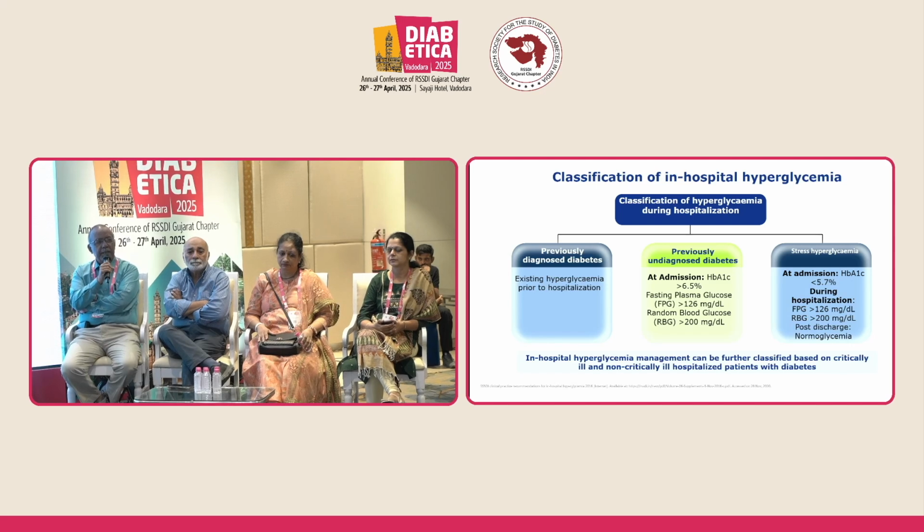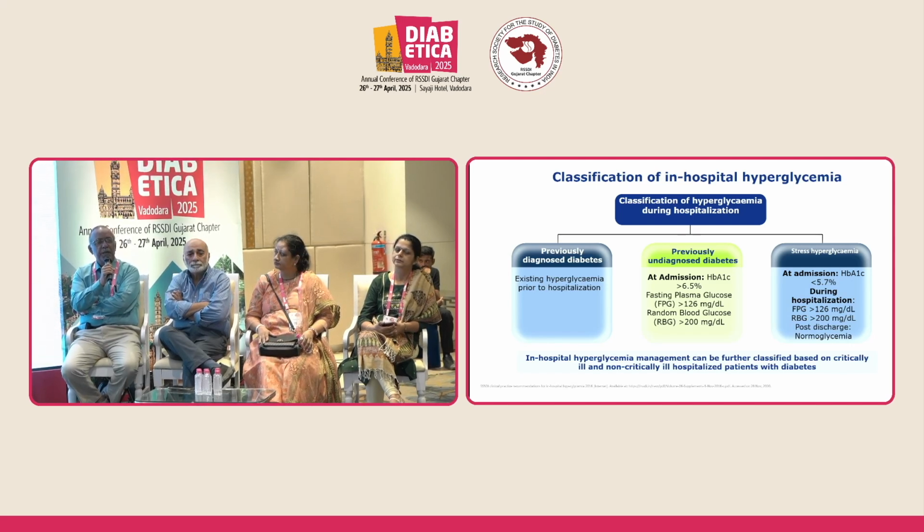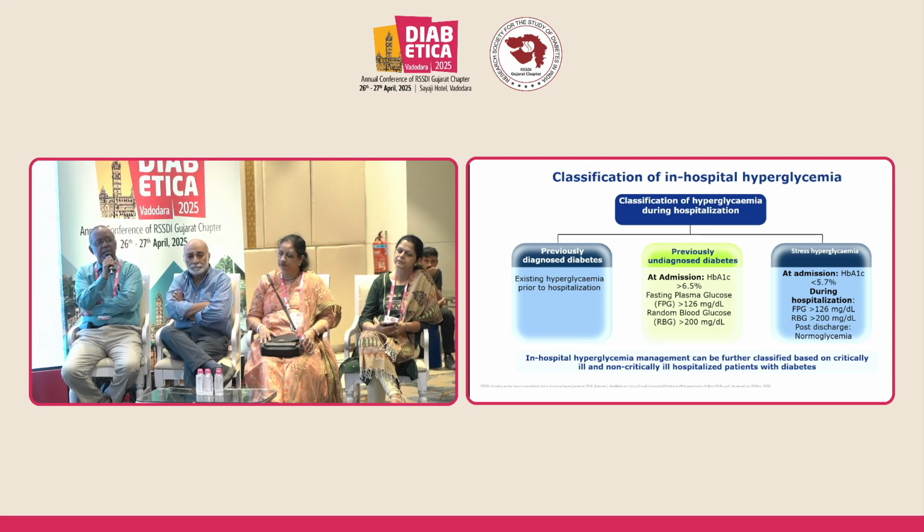So we can say that there are three groups of patients who get admitted to a hospital. One would be those who are already having diabetes, so diagnosed with diabetes, high HbA1c, high sugars, or already on treatment. So that is a group that we always encounter day in and day out. The other group would be those patients who are not diagnosed to have diabetes, but when they get admitted with high HbA1c, we realize that they have diabetes.